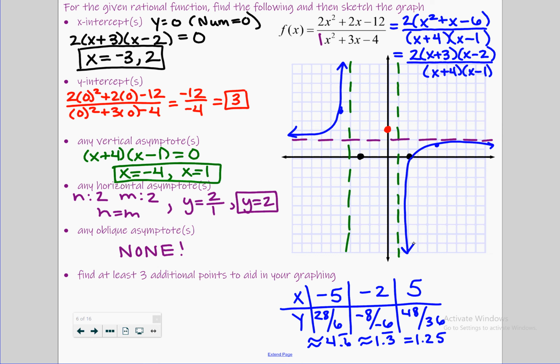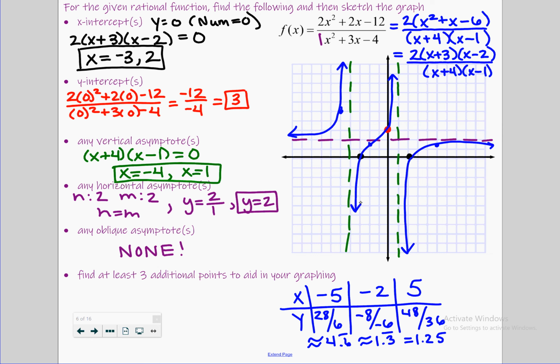So -2, I'm at 1.3, and then again, you can see it kind of looks like that cubic shape in the middle. Okay, and then remember, if you did have a hole, you would just plot a single open circle at that point, wherever it was. Okay. Questions on rationals, graphing?